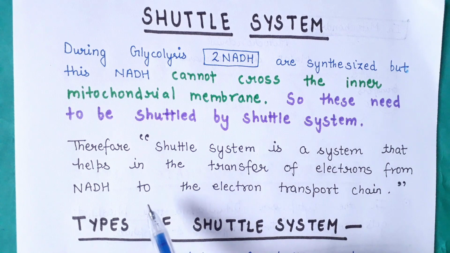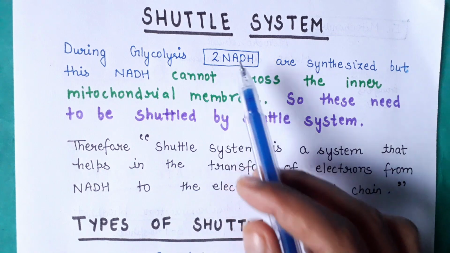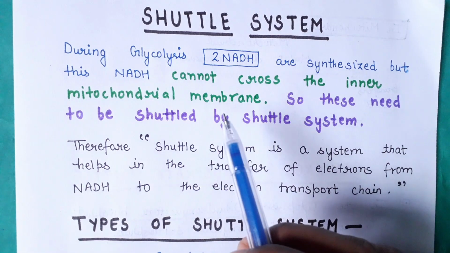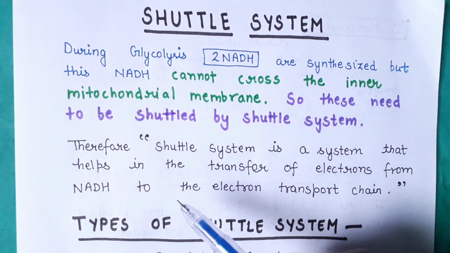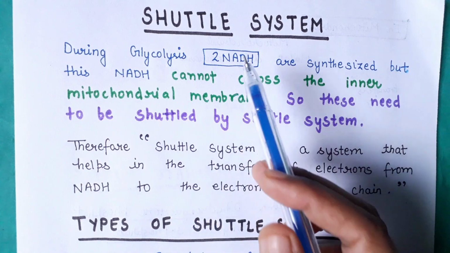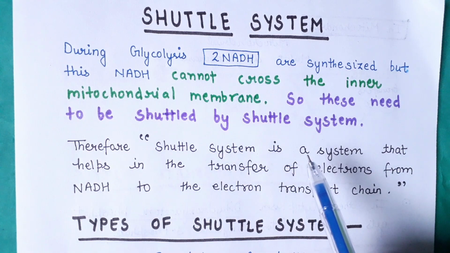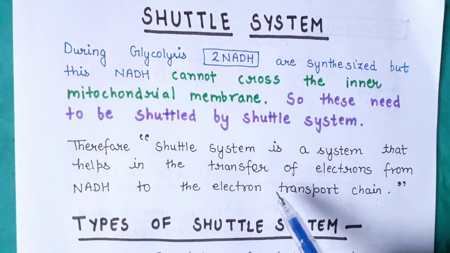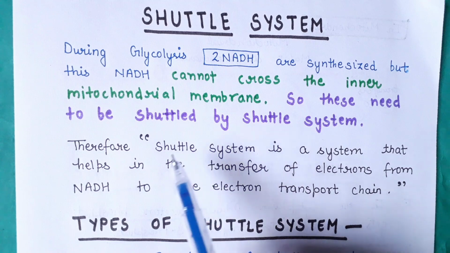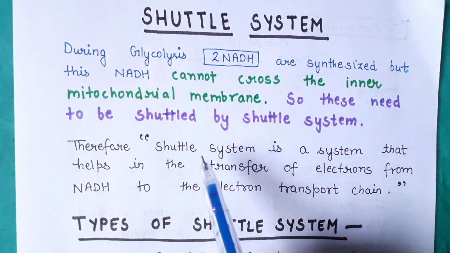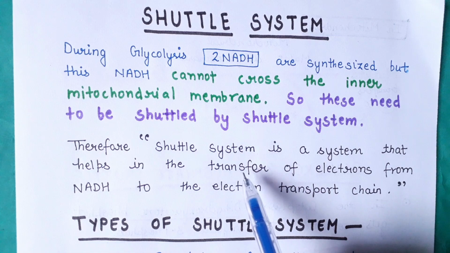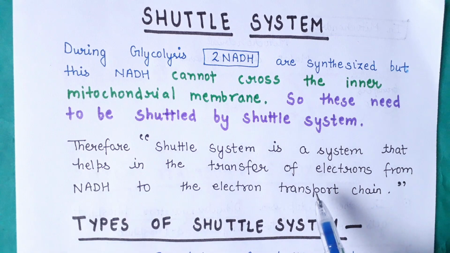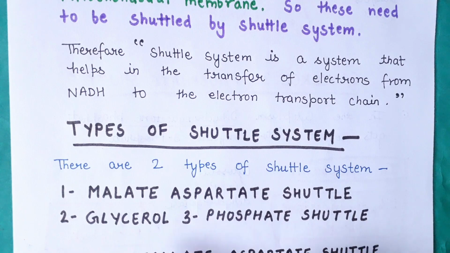transport chain. Basically, the issue is that the NADH is in the cytosol and the electron transport chain is in the inner membrane of the mitochondria, and NADH cannot cross the mitochondrial membrane, so it needs to use some kind of system to transfer its electrons to the electron transport chain, and this happens by means of the shuttle system. Now there are basically two types of shuttle system.